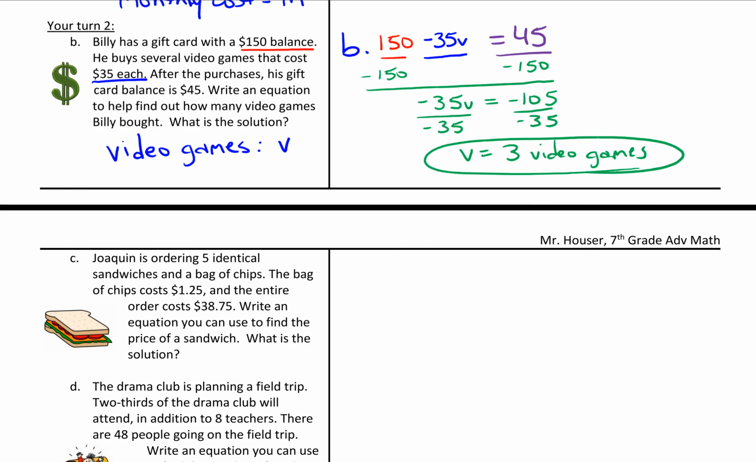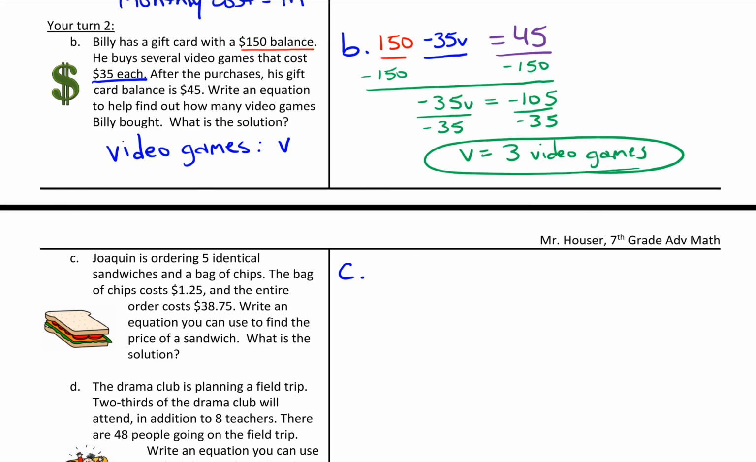In C, Joaquin is ordering 5 identical sandwiches and a bag of chips. The bag of chips costs $1.25, and the entire order costs $38.75. We want to write an equation to find the price of a sandwich. What is the solution?